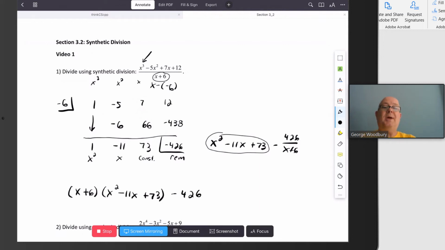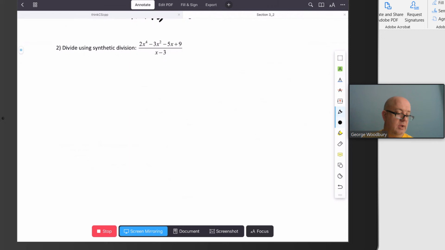So depending on what they're looking for, they may say to write it as f of x equals q of x times the divisor plus r of x, or they may just ask for the quotient and remainder, which could be written that way. All right, let's try. I've got a couple more set up for us.